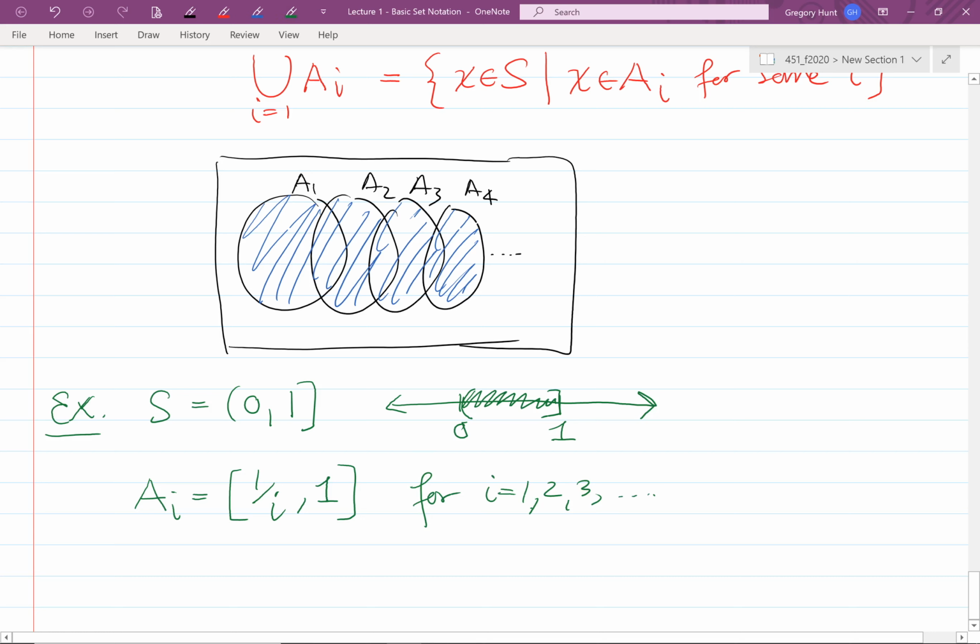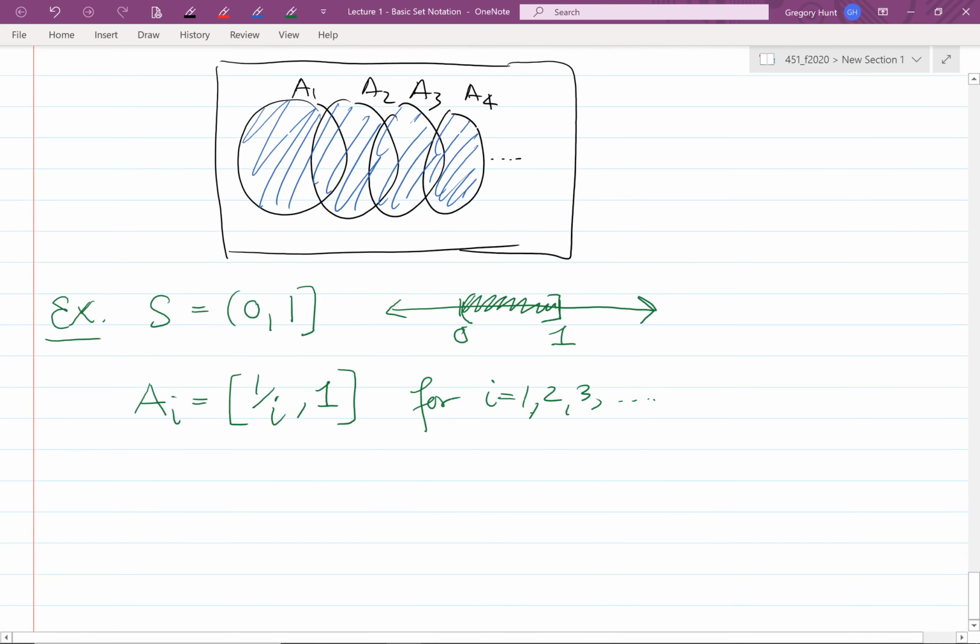So what are some examples of this? A sub 1 is 1 over 1 to 1. It's actually just a set that includes 1. A sub 2 is the set from 1/2 to 1, including 1/2 and 1. And I'm sure you can figure out the rest of the pattern. A sub 3 is the set 1/3 to 1.